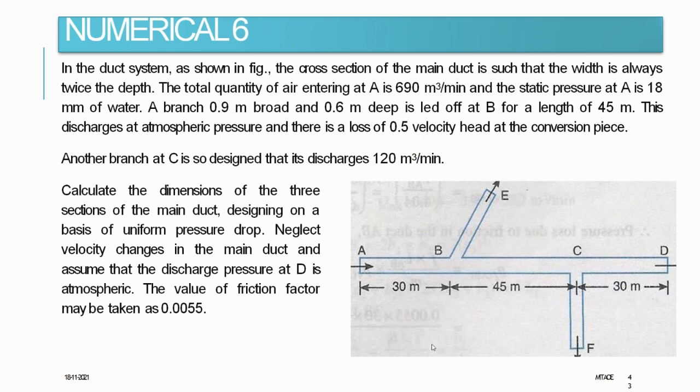So we have to calculate the dimensions of the three sections of the main duct, designing on the basis of uniform pressure drop. The condition given is to neglect the velocity changes in the main duct and assume that the discharge pressure at D is atmospheric. The value of the friction factor is taken as 0.0055.